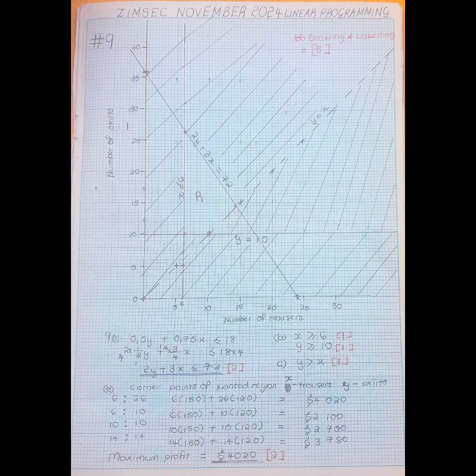In the next part, to meet the demand of customers, the dressmaker should make at least 6 pairs of trousers and at least 10 skirts. When it is at least, we say greater than or equal to. So y is supposed to be greater than or equal to 10, and x is supposed to be greater than or equal to 6. And then part C, the number of skirts should be more than the number of trousers. So y is supposed to be strictly greater than x. And then we move on to part D.